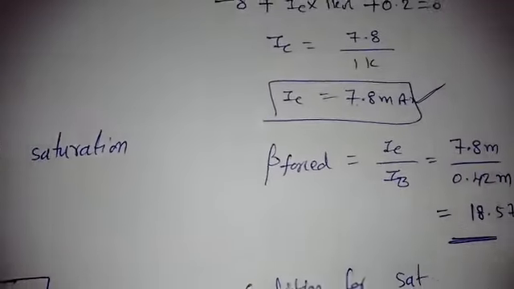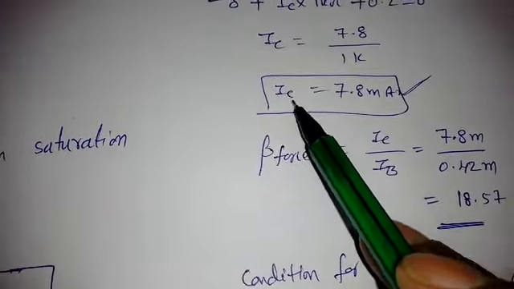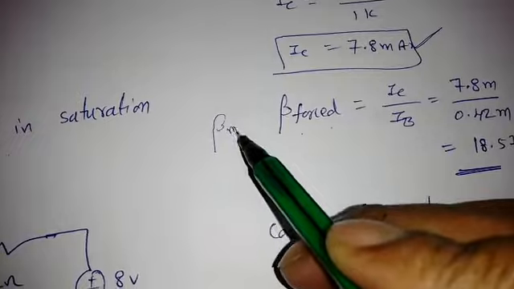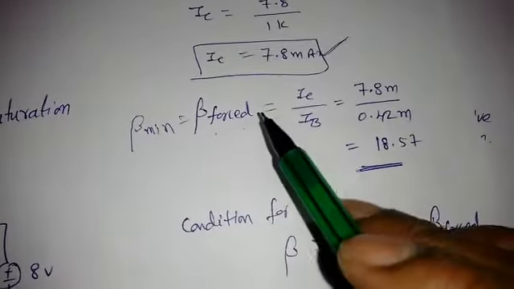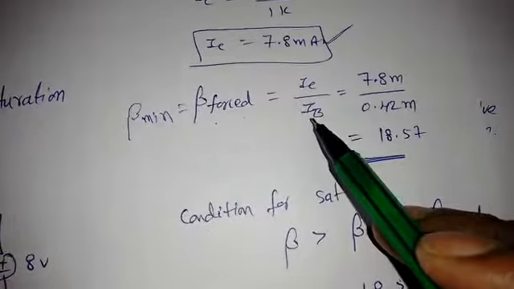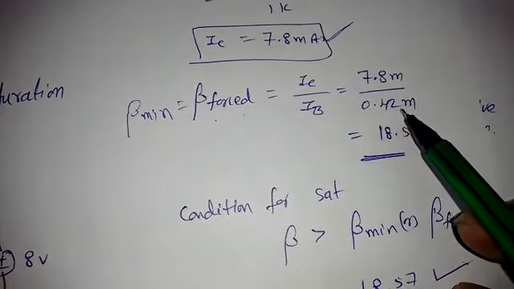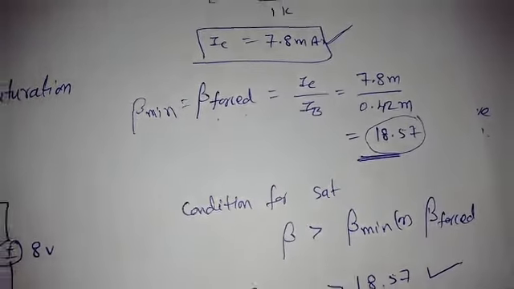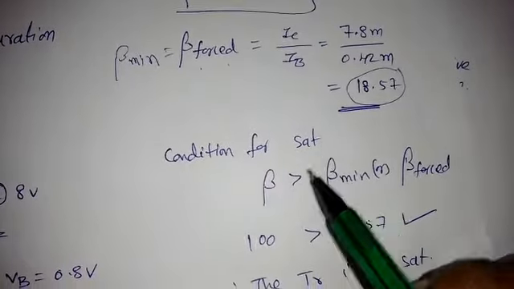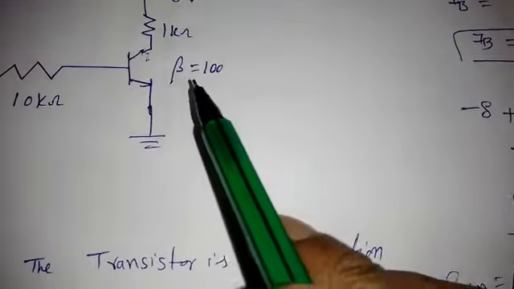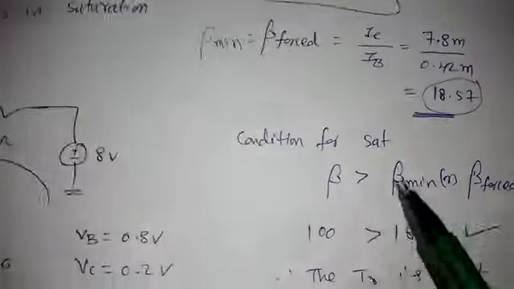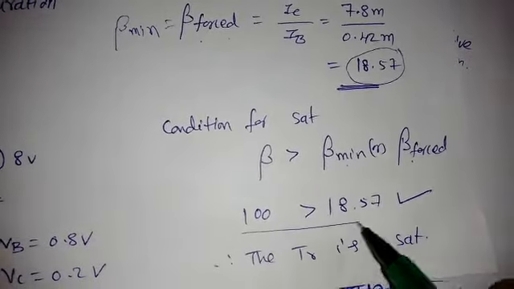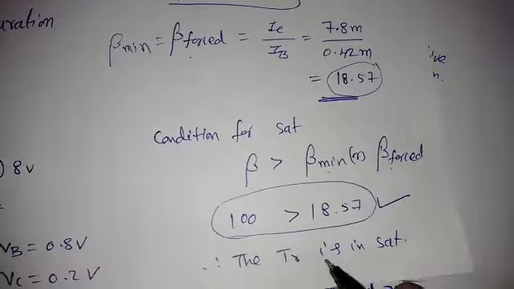Now in this saturation method, we have found already IC and IB. Now we need to find beta forced, which is also called beta minimum. So the moment we found IC and IB, we find IC by IB, 7.8 milli by 0.42 milliampere. So it results as 18.57. The condition for the saturation region is that the given beta, 100, should be greater than beta minimum or beta forced. So beta forced we got 18.57, so this condition is satisfied. That is, the transistor is in saturation.